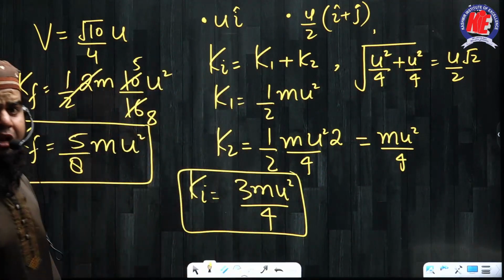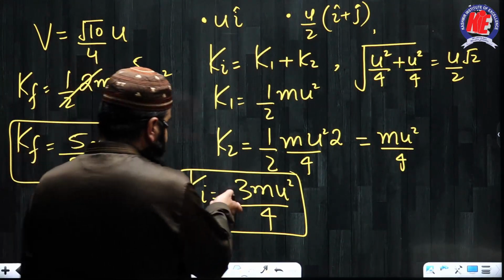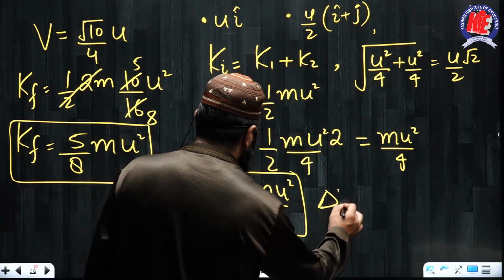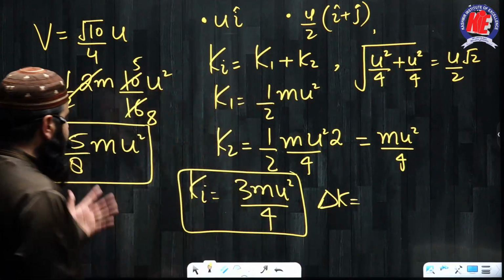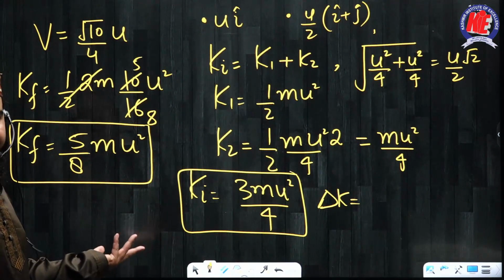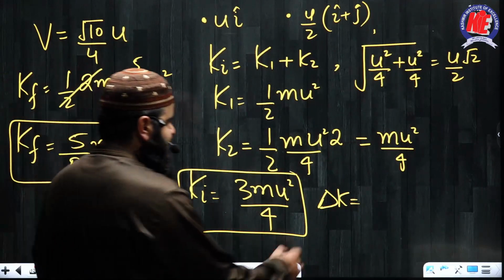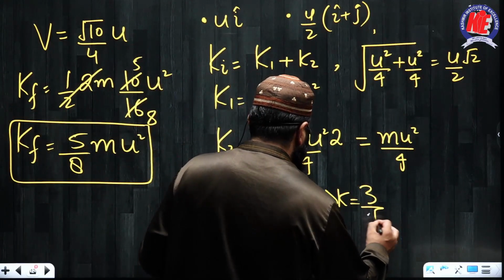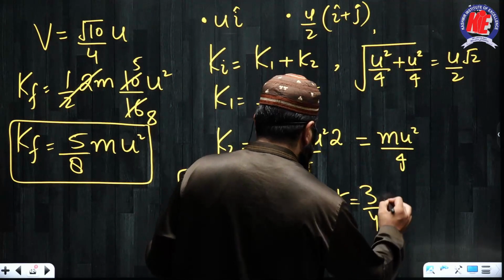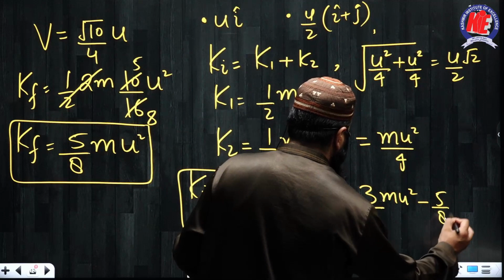अब हमें चाहिए बेटा loss in energy, so that will be the difference of the two. Definitely the initial will be greater, so I will just calculate the difference, या the loss in kinetic energy. Even if we calculate it as the final minus initial, no problem at all, you will end with the negative result, which will signify that the final energy is less than the initial. But there is nothing wrong if I will go with this one, 3 by 4 mu square minus 5 by 8 mu square.